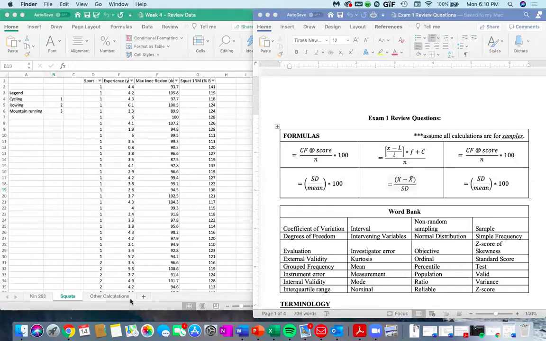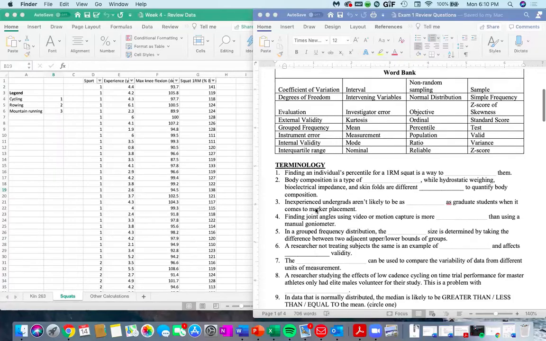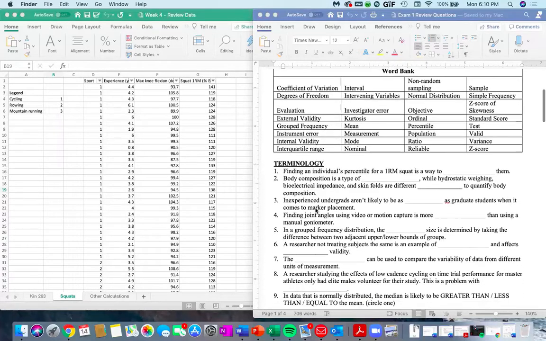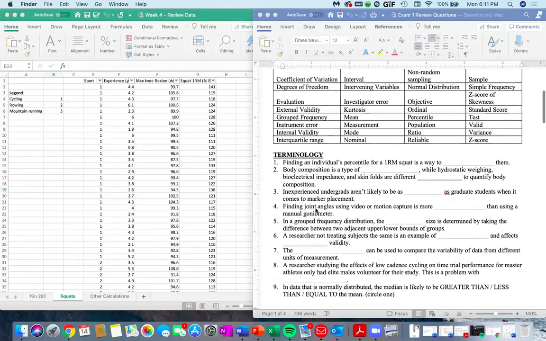Okay, cool. All right, so let's start with the word bank or the terminology section, and you guys can feel free to put answers in the chat, or you can say what you think the answer is. So the first one we're looking at is: finding an individual's percentile for a 1RM squat is a way to blank them. Or measure them.